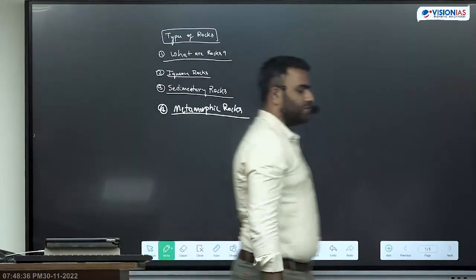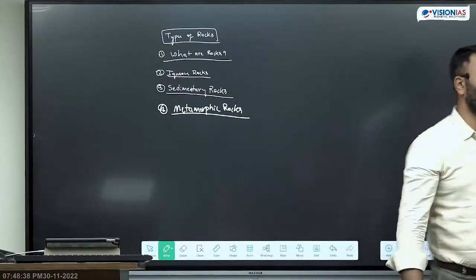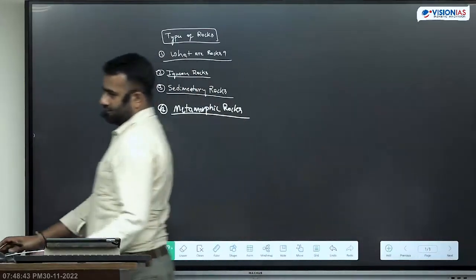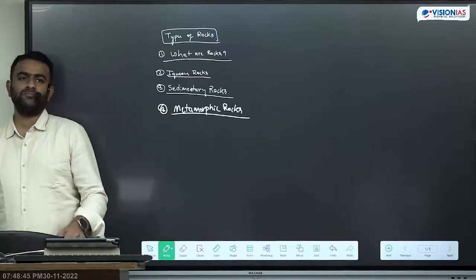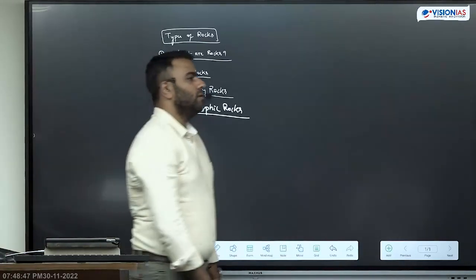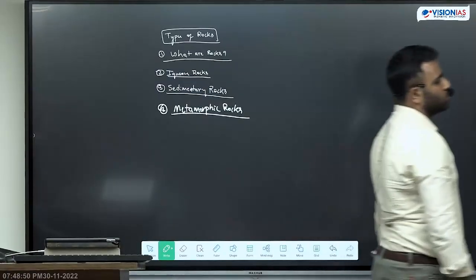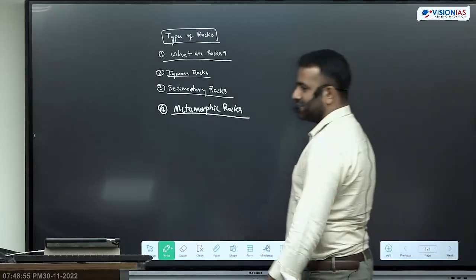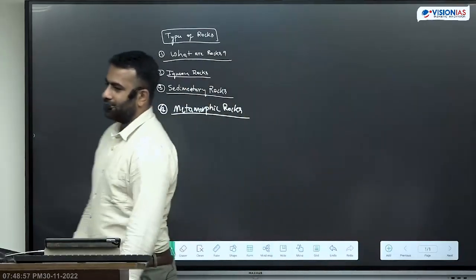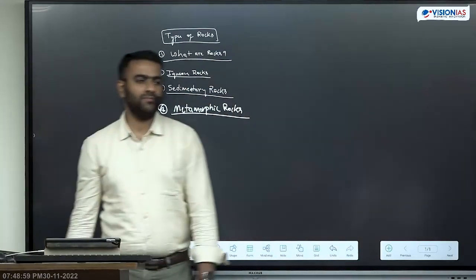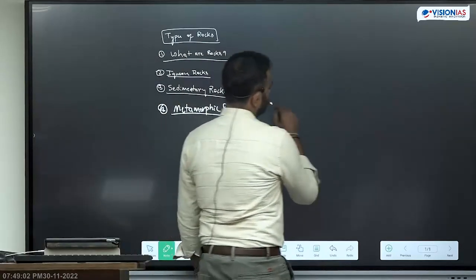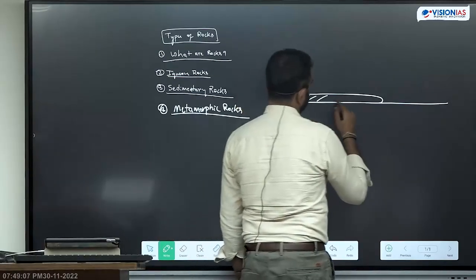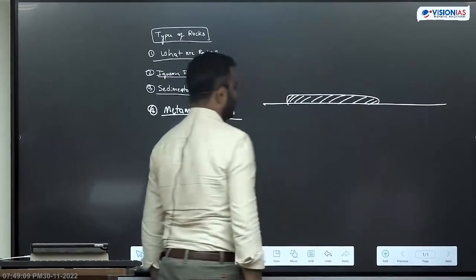What do you mean by metamorphism? Metamorphism means changing its nature. So metamorphic rocks are basically those rocks which are originally different rocks, but their nature has changed. For example, let's say there is an igneous rock. An igneous rock is formed, let's say, on the surface. It's an extrusive igneous rock.